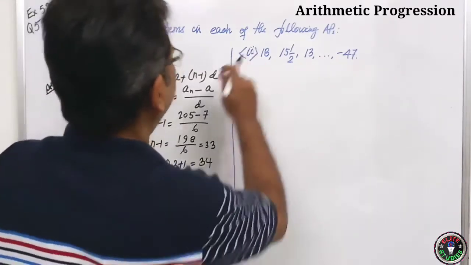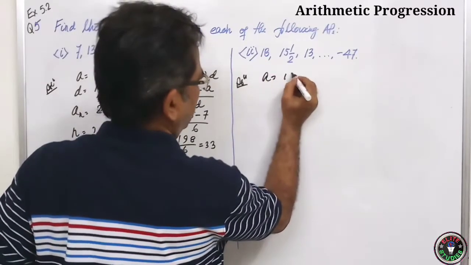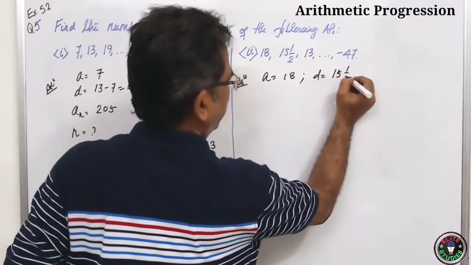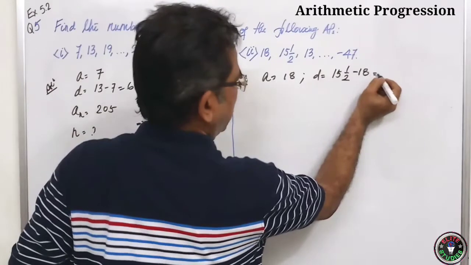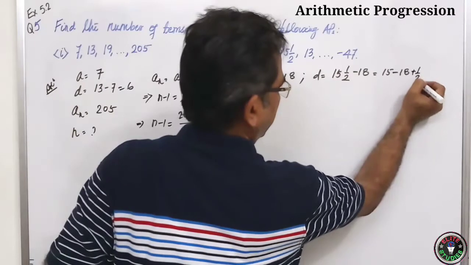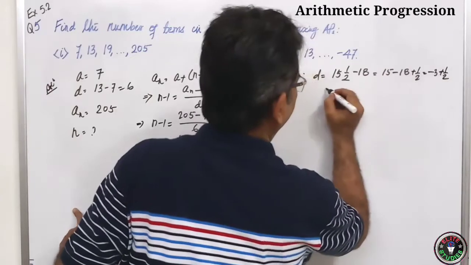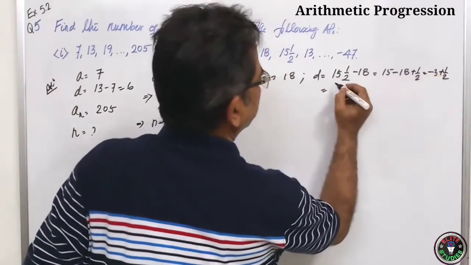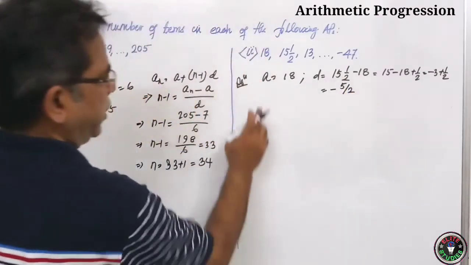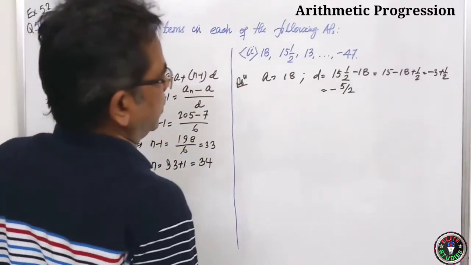Now let us do the second part of question 5. Here a is equal to 18, and d is equal to 15 and a half minus 18. So it is 15 minus 18 plus half, which is equal to minus 3 plus half, so minus 5 by 2. So d is minus 5 by 2, and a is 18.